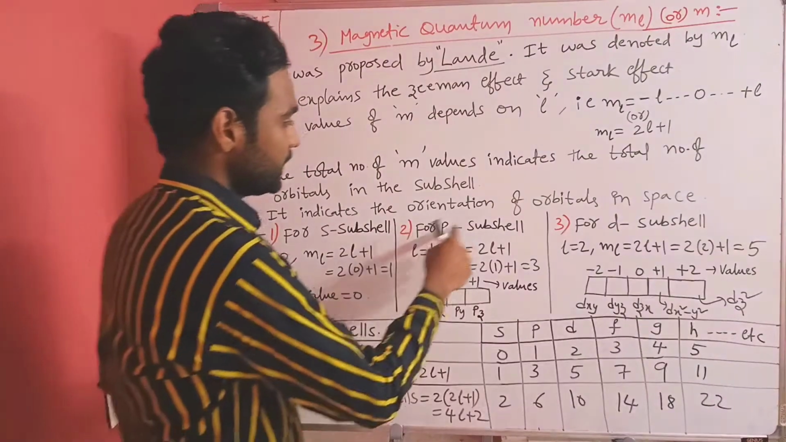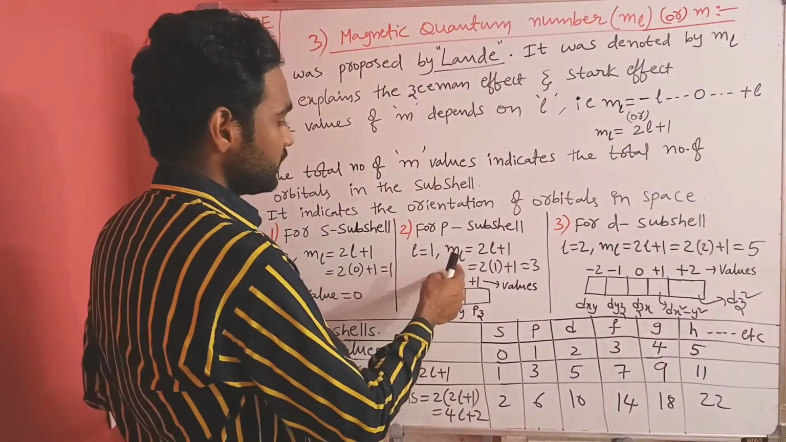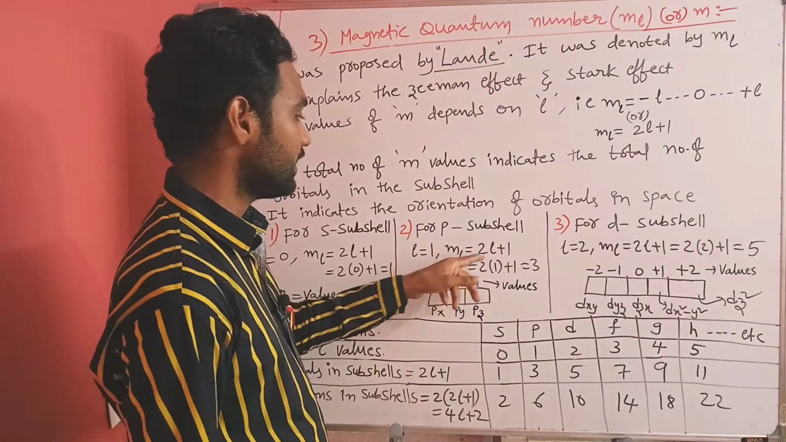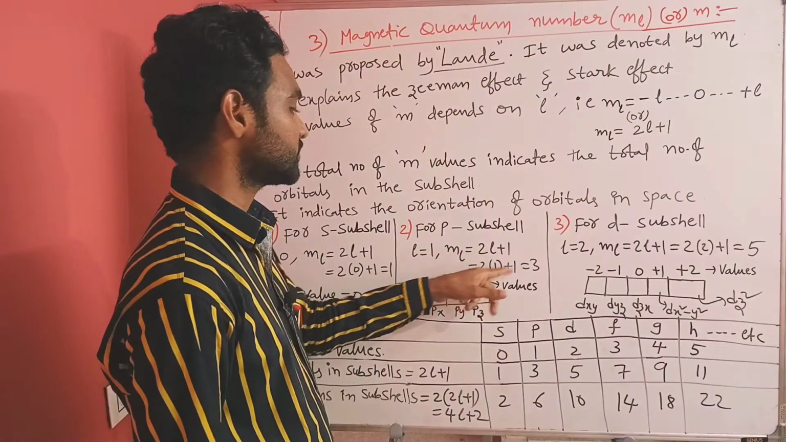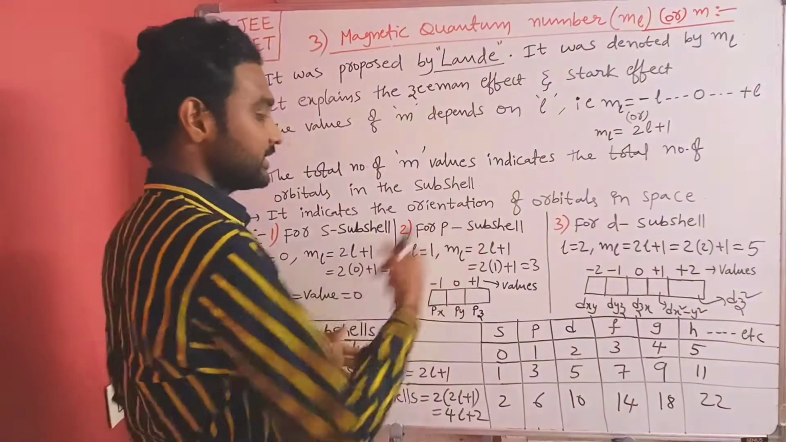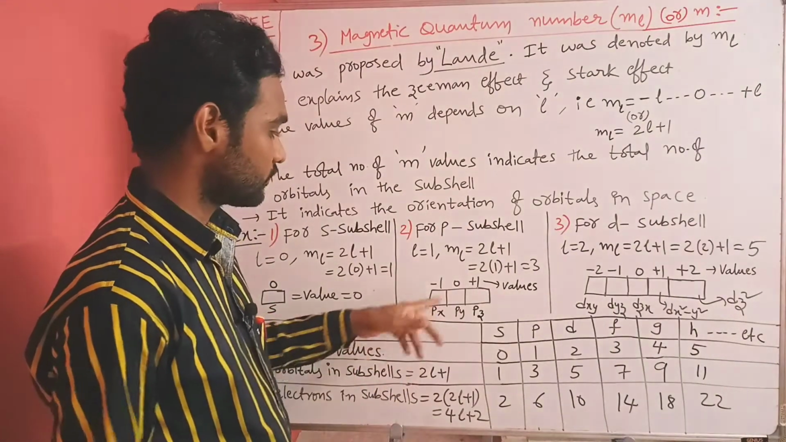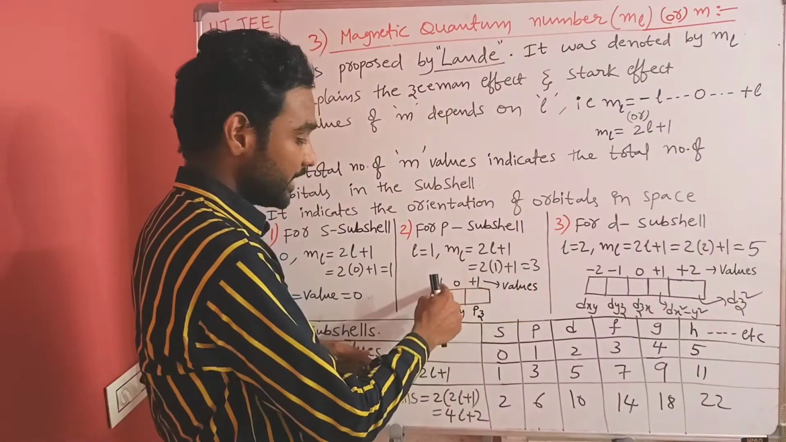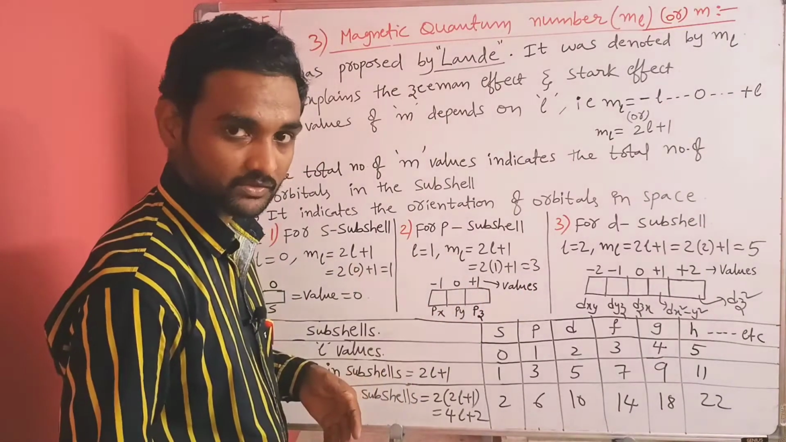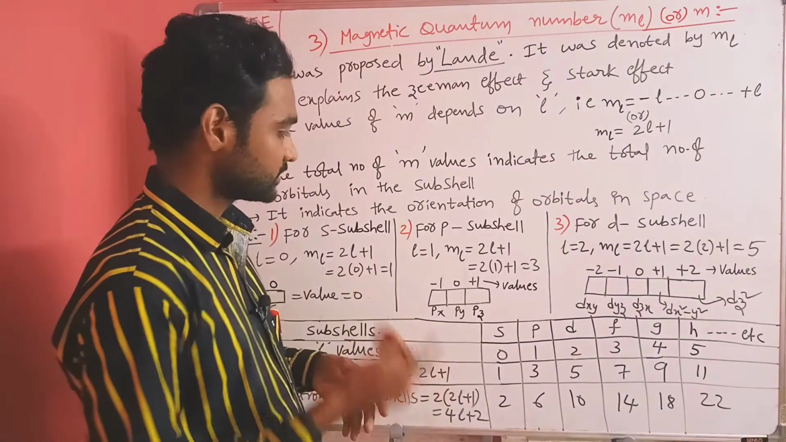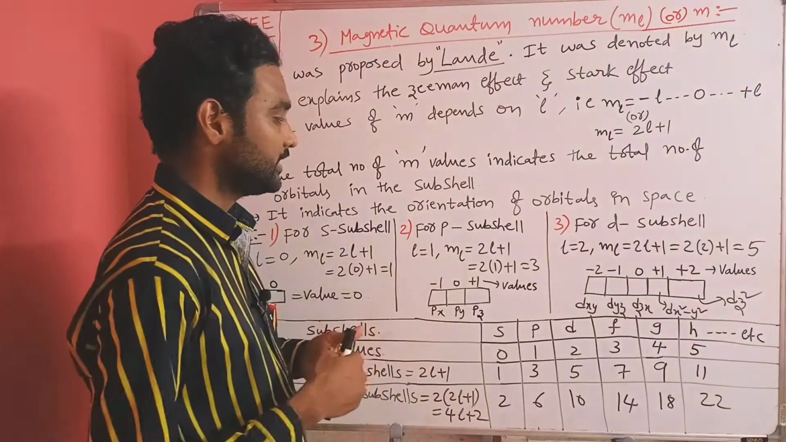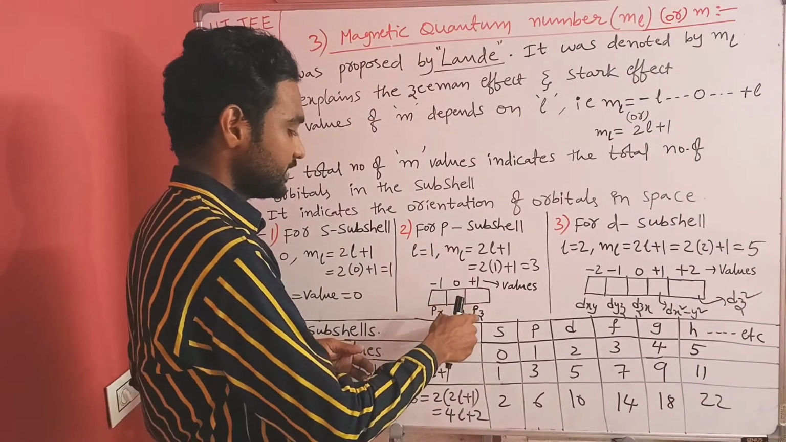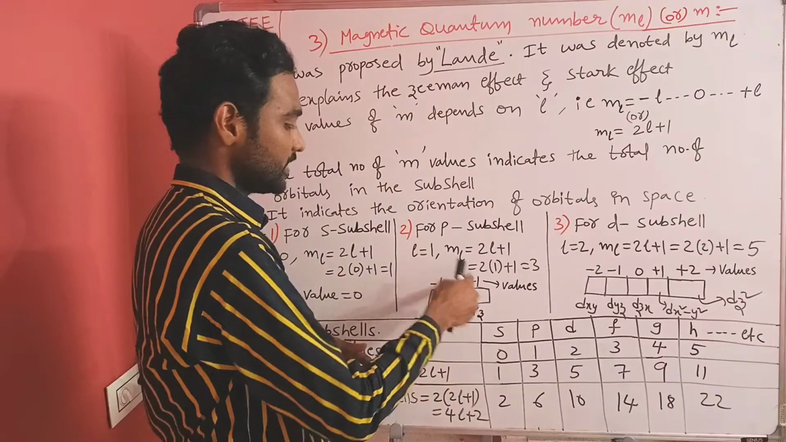Next for the p subshell, L is equal to 1, and the number of ml values is 2L plus 1. Substituting the L value, 2 into 1 plus 1, it means 3. Answer is 3, but values are minus 1, 0, plus 1. They are orientation values. It means the p subshell has 3 orbitals. What are they? Px, Py, Pz. Their orientations are minus 1, 0, plus 1.